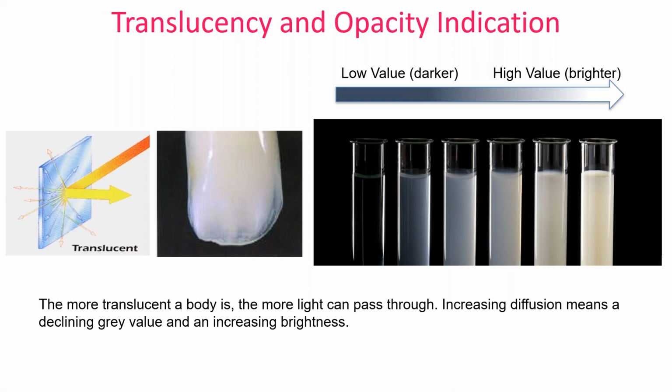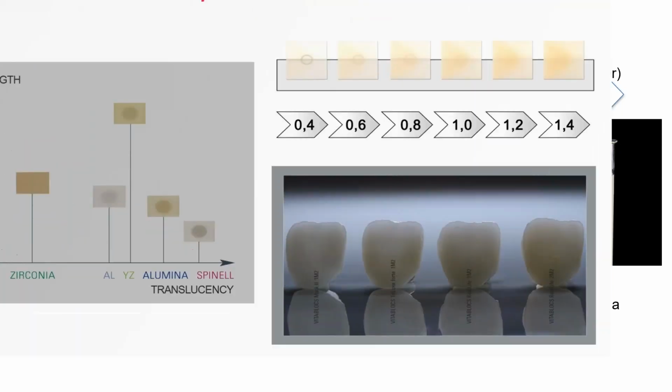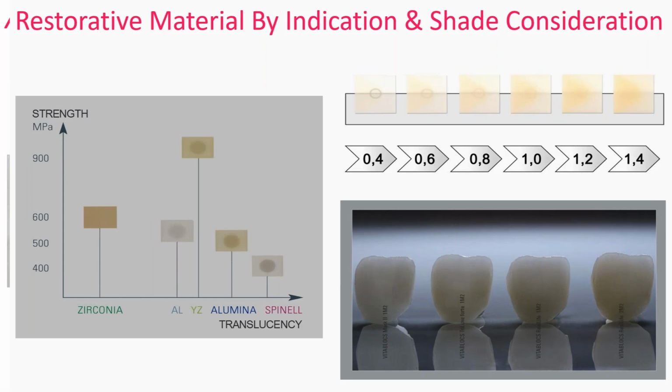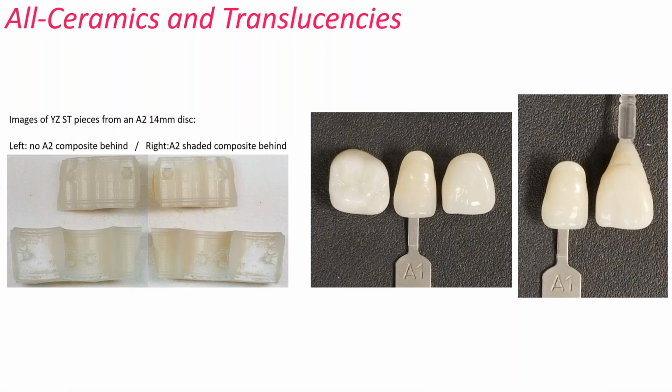You know, the more translucent, the grayer it's going to look. So if you need to mask something out, you need a material that's more opacious. But with the opaciousness, you bring up the brightness level. There's more reflection, more light interaction. It reflects more, and so it's going to look brighter, more opacious. So look at the material. How thick is the restoration going to be? Work with your labs, work with your dentist. Maybe try some of this in.